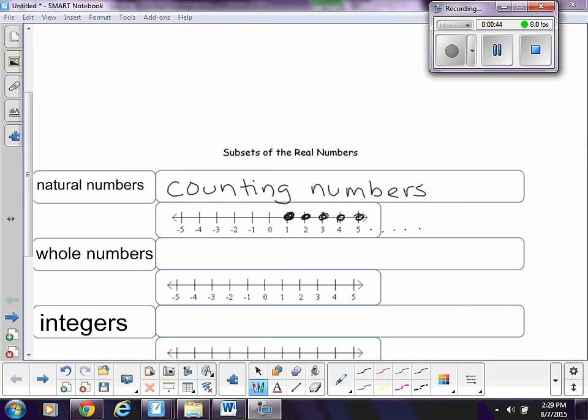Whole numbers are counting numbers, so that means that we can include 1, 2, 3, 4, 5. But the difference here is that we're also going to include 0. So on our number line, we're going to include 0.